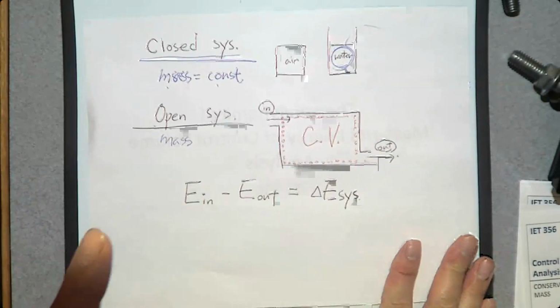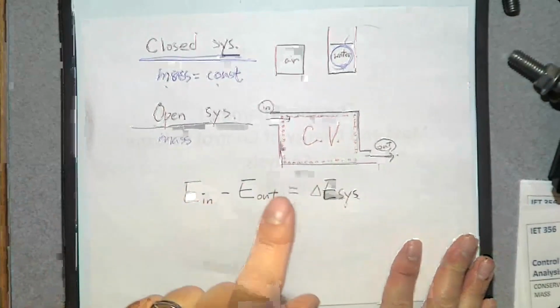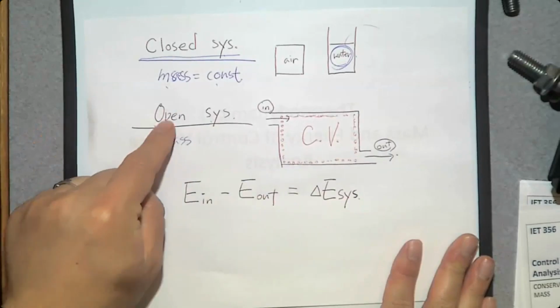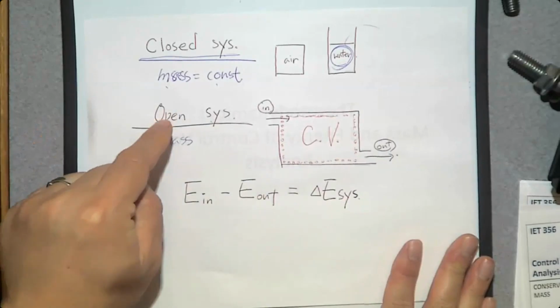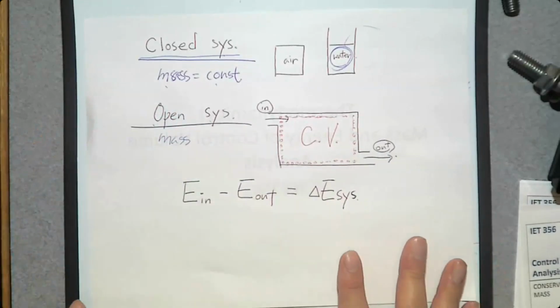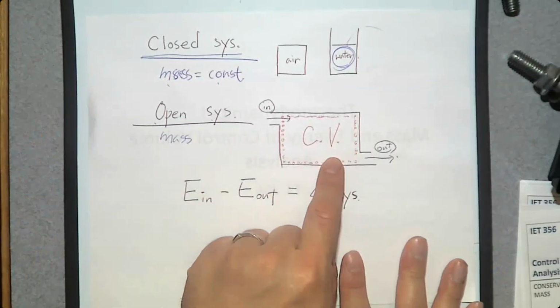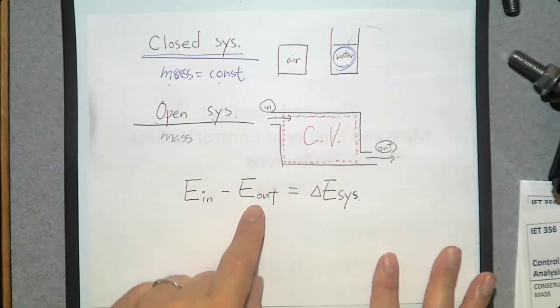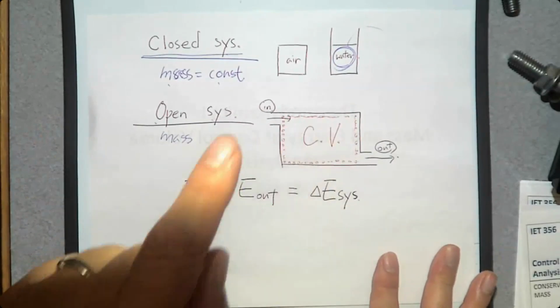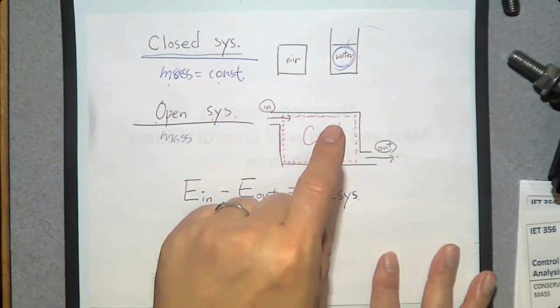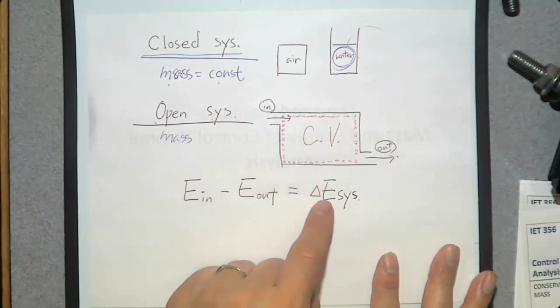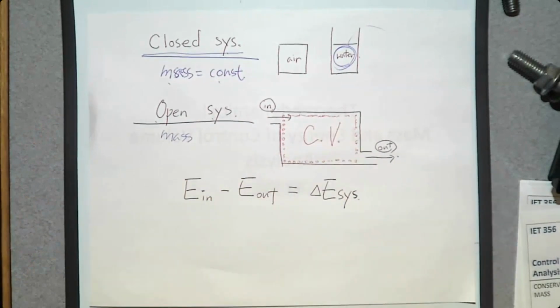Then how can we apply this conservation of energy principle onto this open system? You need to find how much energy transfers into this control volume, how much energy transfers out of this control volume, and the total change of the total energy of this control volume.